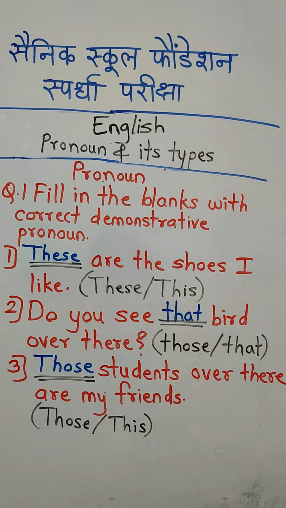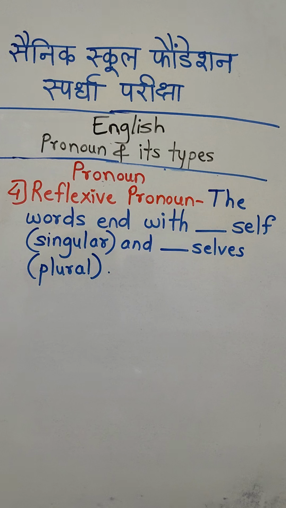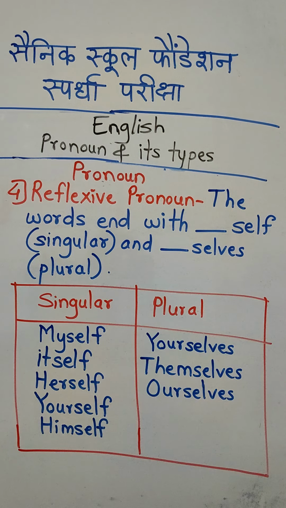In this way, you can identify the given demonstrative pronoun in a sentence. Now we will learn the next type of pronoun, that is reflexive pronoun. Reflexive pronouns are the words that end with dash self, but whenever we have the pronouns in plural form, we will use dash selves for them. All such words are called reflexive pronouns. Examples of reflexive pronouns in singular form are myself, itself, herself, yourself, himself, etc. And in plural form, we have the reflexive pronouns yourselves, themselves, ourselves, etc.